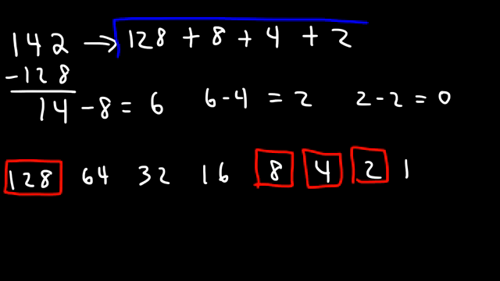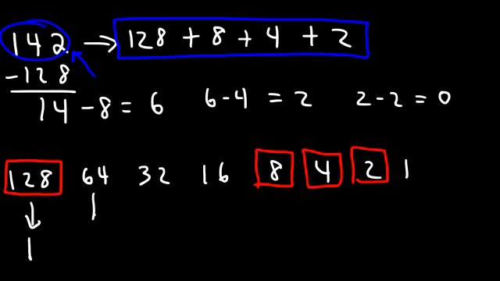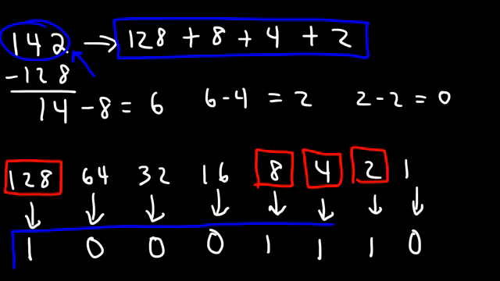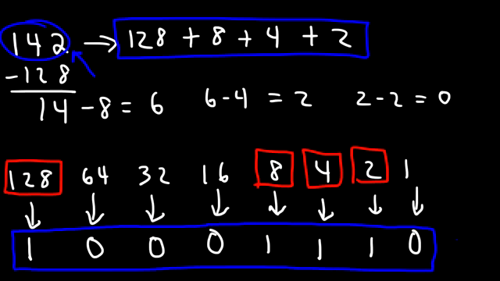So make sure that these numbers add up to this number. So you want to find all the base 2 numbers that add up to this number. Once you do that, then you can convert it into a binary number. So this is going to be 1. We don't have a 64, nor do we have a 32 or a 16. We do have an 8, a 4, and a 2, and we don't have a 1. So 142 is basically 1, 0, 0, 0, 1, 1, 1, 0. And so that's how you can convert a decimal number into a binary number.